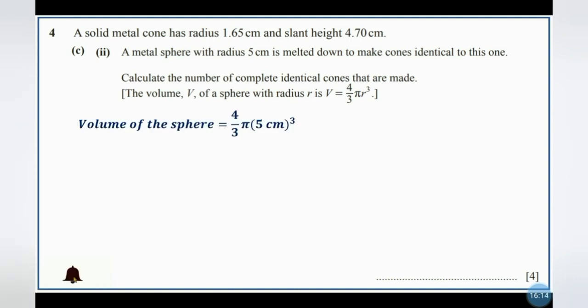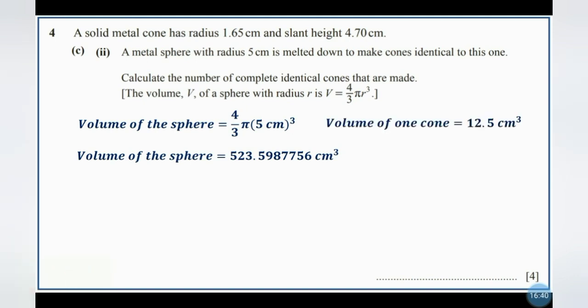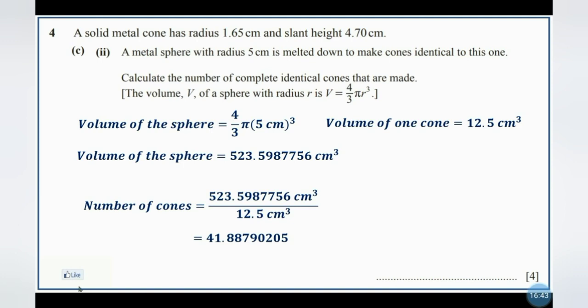Volume of the sphere is 4/3 times pi times the radius, which is 5 centimeter. It's written there. Then cube it. You will get 523.5987756. You just need to divide this by 12.5 to find out how many identical cones we have. So if I divide, this will appear 41.88790205.